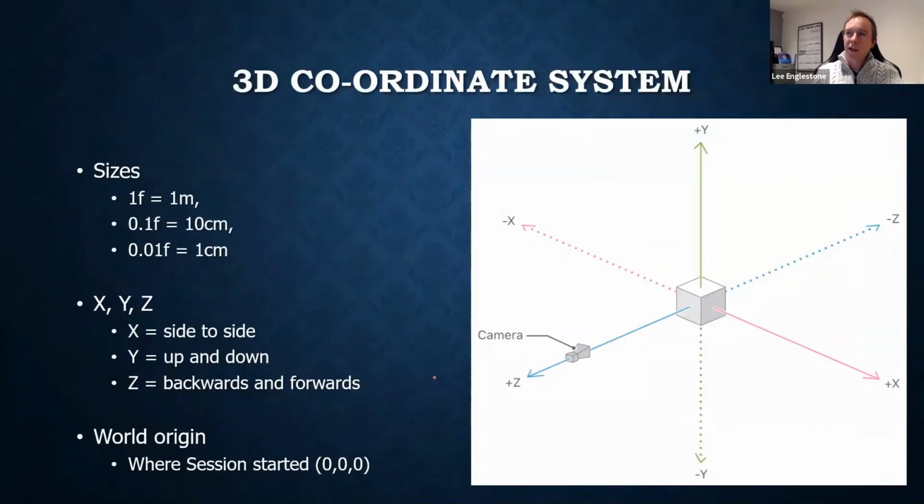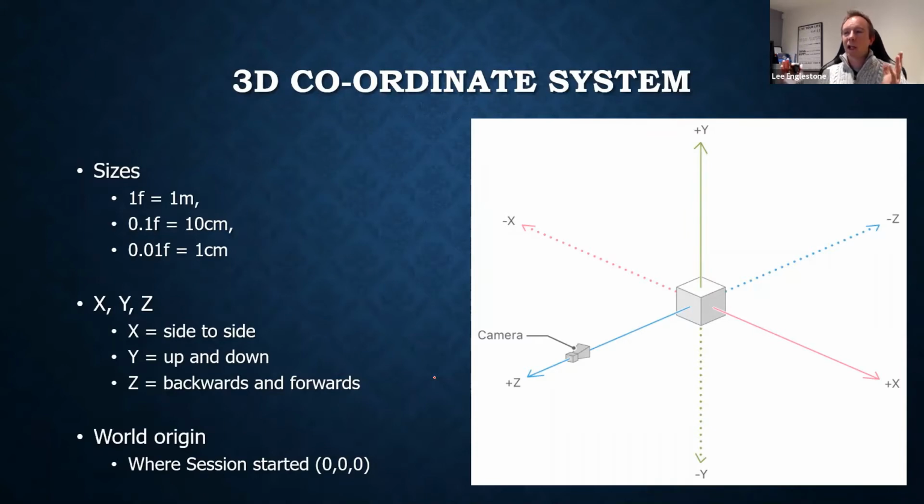So then that takes us to the coordinate system, which you need to get your head around before you start placing things in your scene. But fortunately, it's a very, very simple 3D coordinate system, and you'll probably be very familiar with this. When it comes to sizes, it uses floating point types, where 1F is 1 meter. That's very easy to remember.